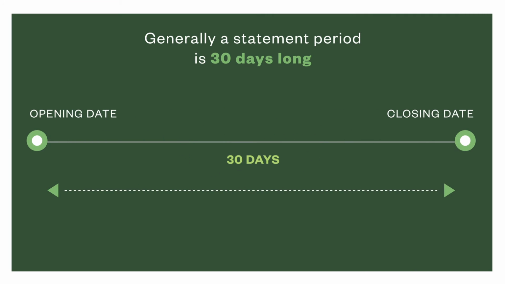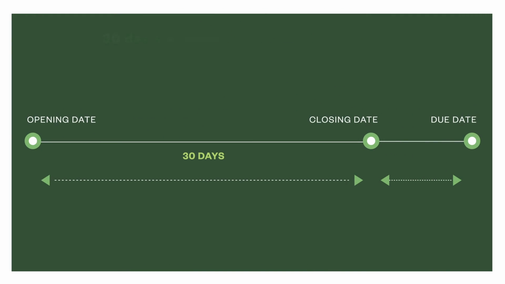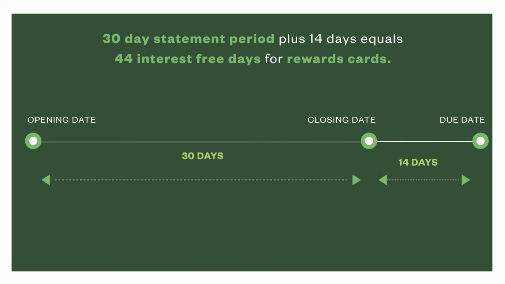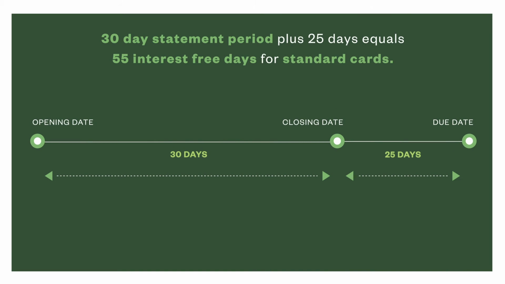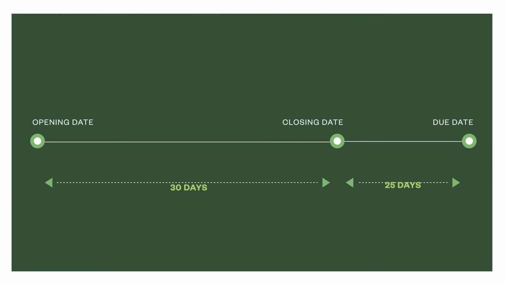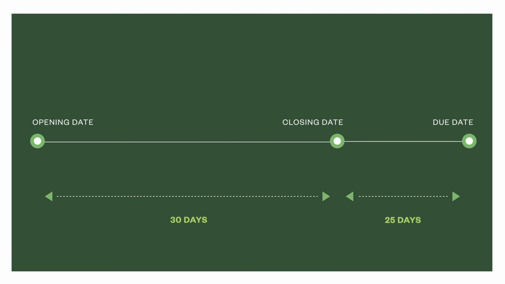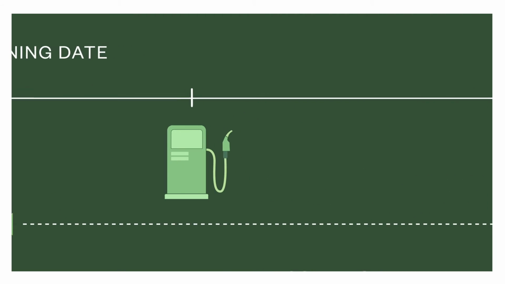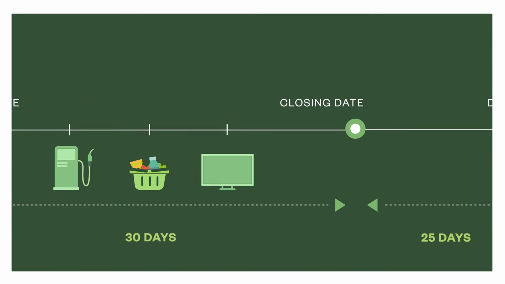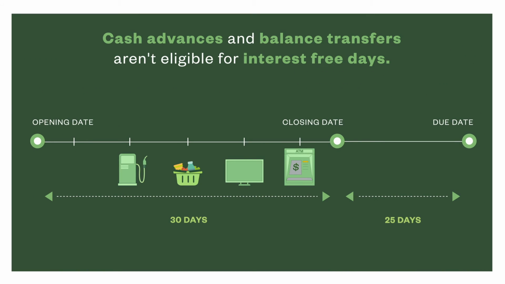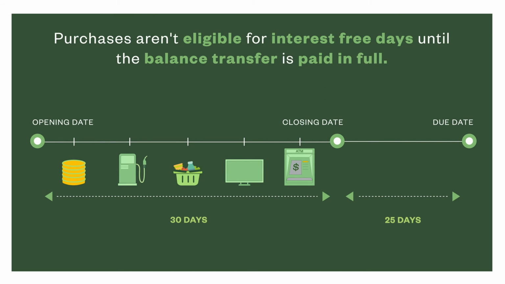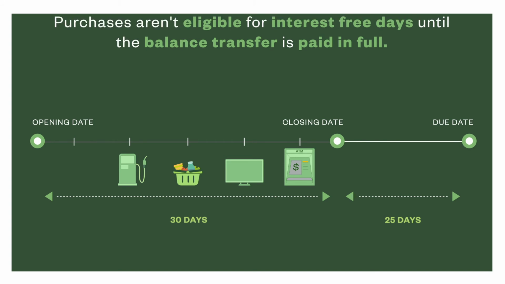Generally, a statement period is 30 days long, and depending on your card's interest-free period, you're given either 14 days or 25 days after your statement closes to pay your closing balance in full to avoid paying interest on your purchases. If you don't pay the full amount of your closing balance by the due date, each purchase will incur interest from the day it was made and charged on your next statement. Remember, cash advances and balance transfers aren't eligible for interest-free days. And if you're paying down a balance transfer, any purchases made won't be eligible for interest-free days until the balance transfer has been paid in full due to our order of payments.